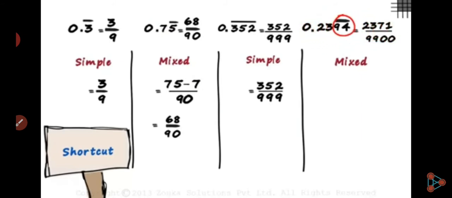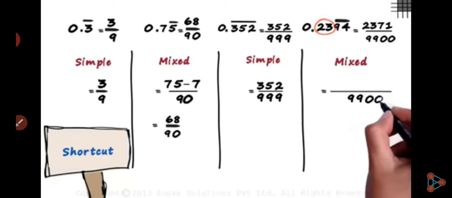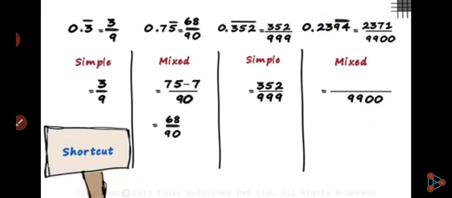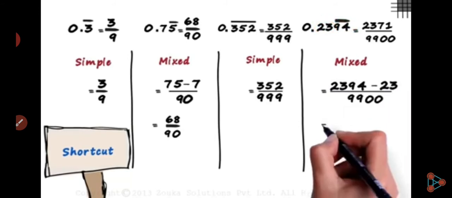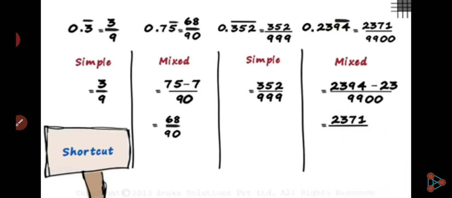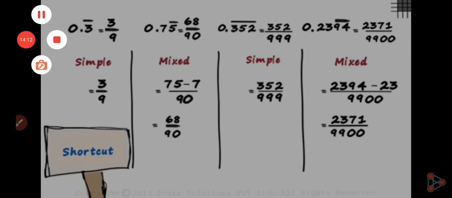Now see here, 2 digits are repeating, so you write 99, and 2 non-repeating digits are also here, so you write 00. Okay, now 2394, and how many non-repeating digits are there, 23, so minus 23. Okay, so you get 2371/9900. It's a shortcut method for these.